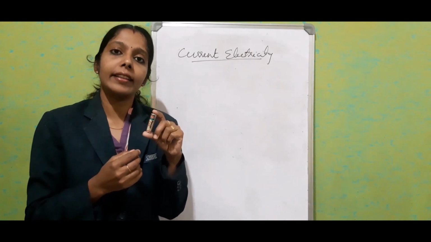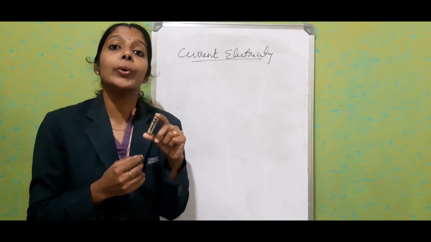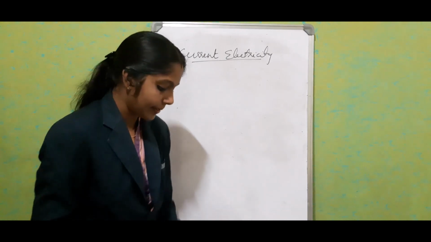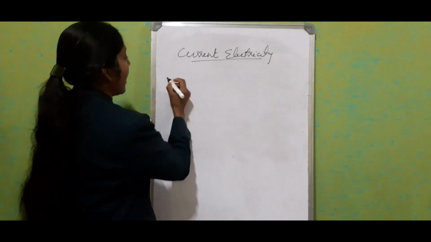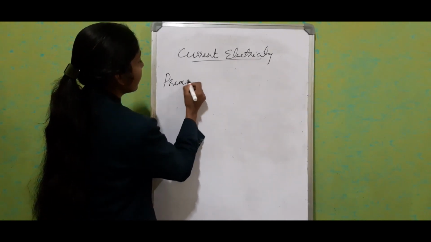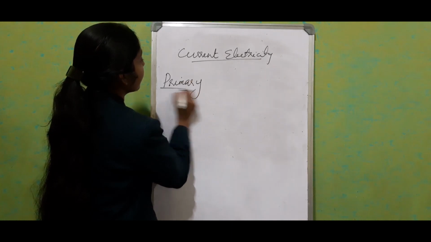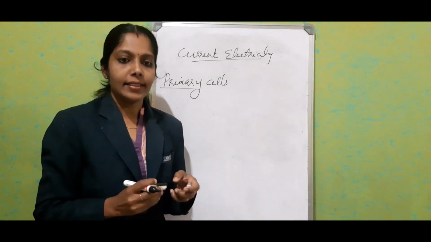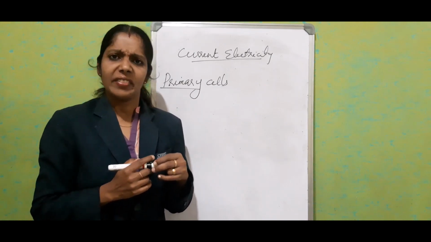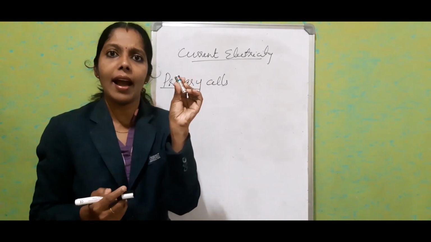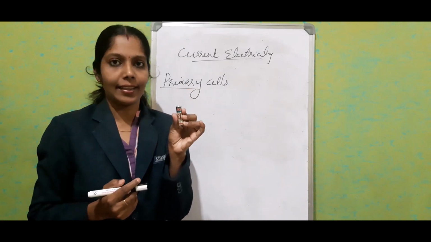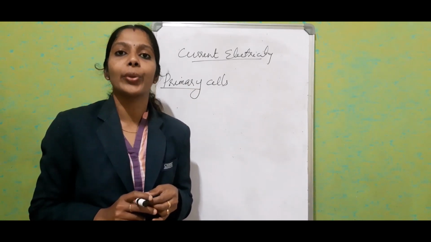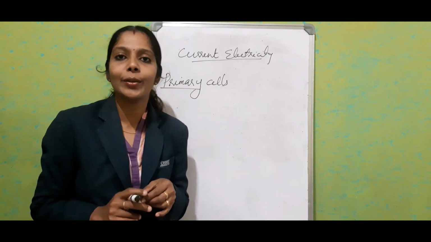We can divide the direct sources into two categories: primary cells and secondary cells. What are primary cells? We are very familiar with them. What I have in my hand is a kind of primary cell. Or simply we can tell that it's a use and throw cell.